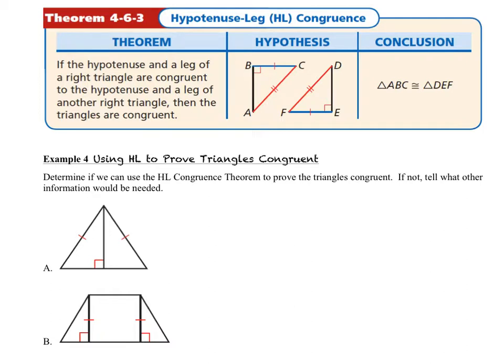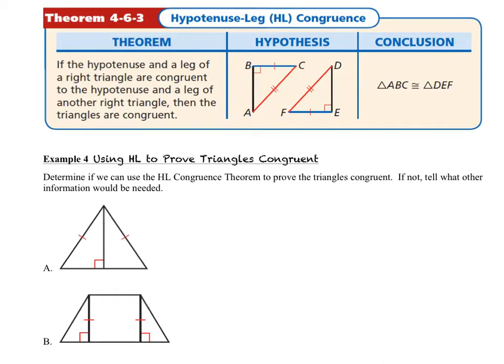So first of all, we need to verify that we have 2 right triangles. Then we need to check to see if the hypotenuses are congruent, and then we need to check and see if one leg is congruent. And that allows us to use HL, or hypotenuse-leg theorem, to prove 2 triangles are congruent.